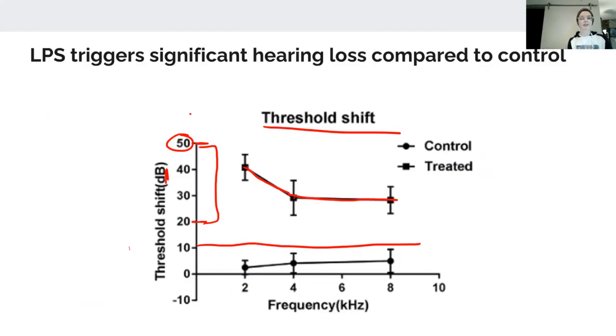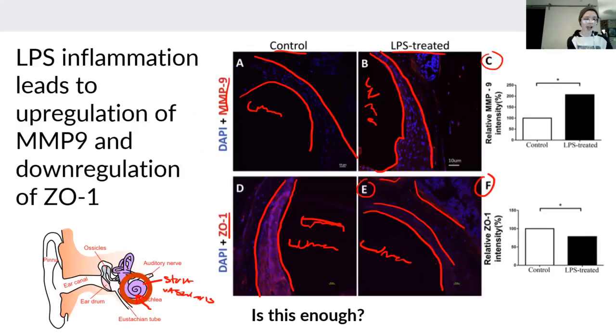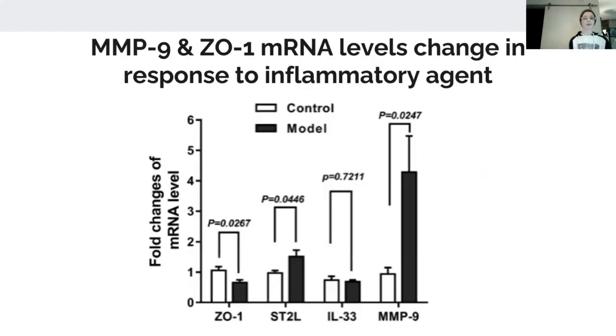So at this point, we've caused hearing loss with the introduction of an inflammatory agent. But we haven't really proved that MMP-9 is directly involved. We haven't tested any other proteins. We don't know. This could just be an artifact, right? And so the authors knew that, and that's why they did some further testing, right?